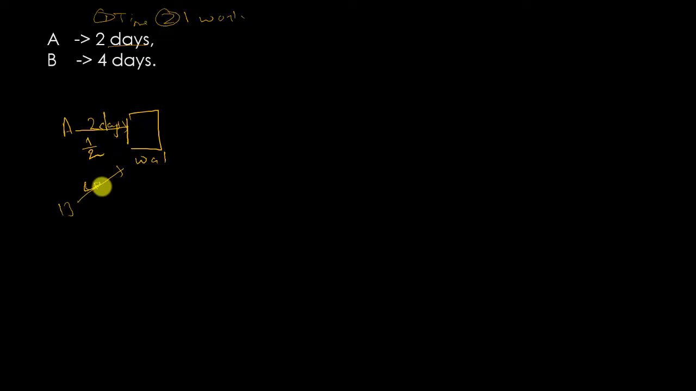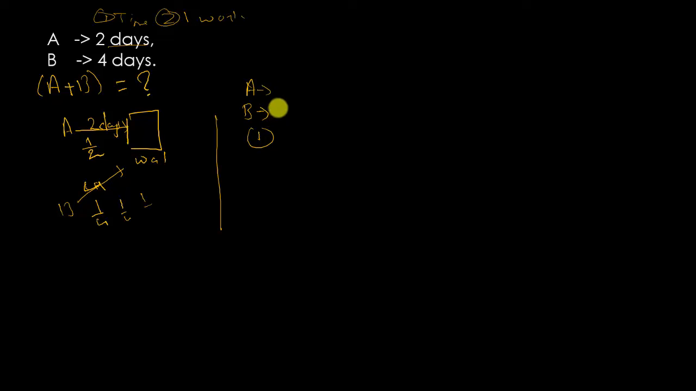So what amount of work does B do per day? 1 by 4th work. 1 by 4 on day one. 1 by 4 on day two. Likewise. So if the question asks in how many days will they be able to finish the work if they both work together, how will we solve this then? We know that on day one, A is giving his contribution, B is giving his contribution. Some chunk of work. What is that chunk of work in 1 day for A? 1 by 2, and 1 by 4 for B.